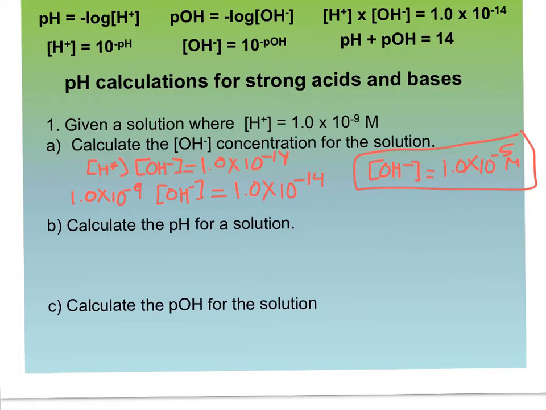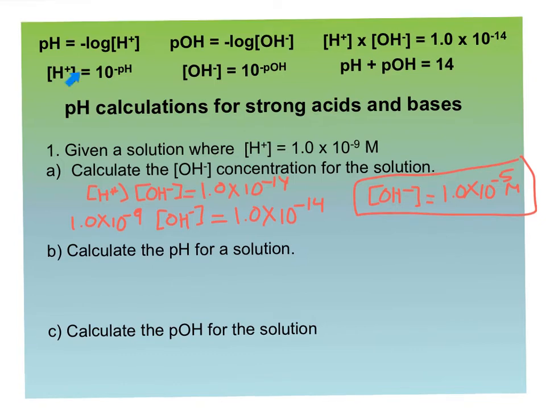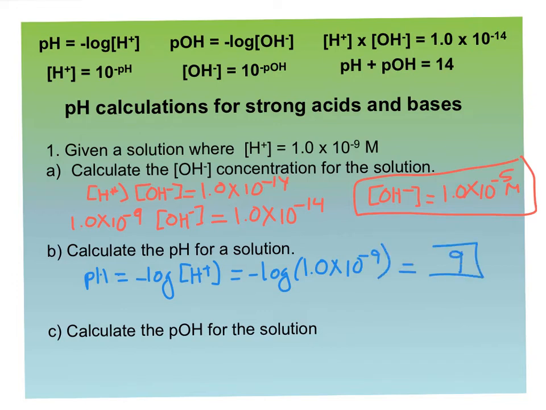Next, we want to calculate the pH of the solution. So we would want to use this equation right here. pH is equal to negative log of the H plus concentration. So it is equal to negative log of 1.0 times 10 to the negative 9th, which is 9.